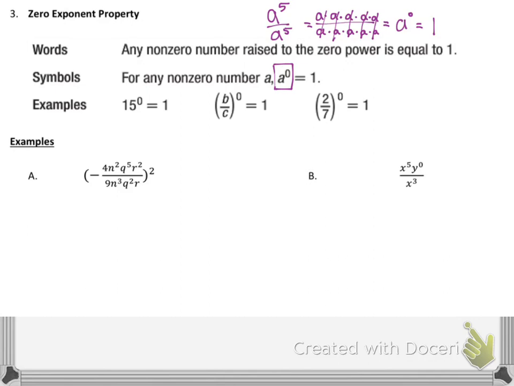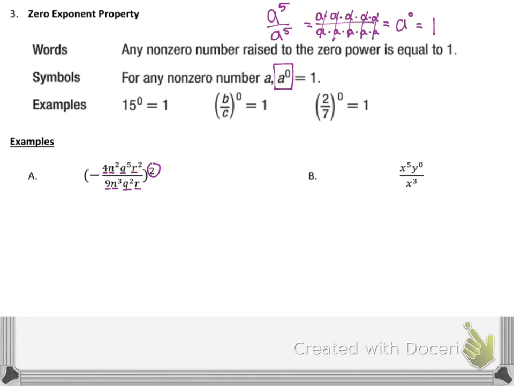Now let's look at example A here. This is where it gets a little bit crazy. I have negative 4n squared q to the 5th r squared, all divided by 9n cubed q squared r, all of that raised to the second power. Again, remember, this exponent 2 is going to distribute to every single base, and I'm going to underline all the bases just so you can see more clearly. Just want to make sure that you recognize that the 4 is separated from all the variables, and the 9 is separated from all the variables.